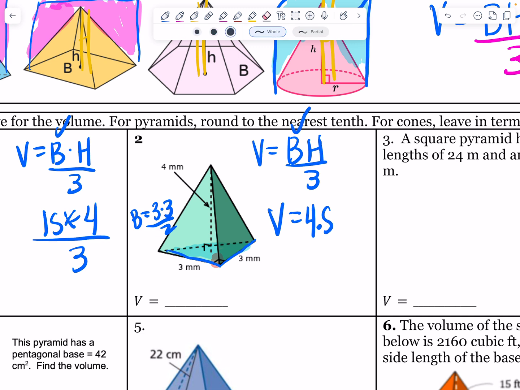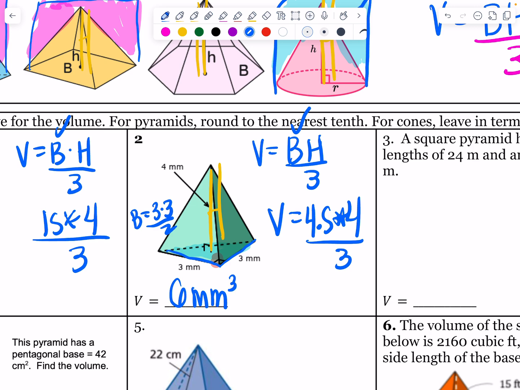What is my height? Thankfully, on this one I have it. My height is 4, so times 4 divided by 3. When we type that in, 4.5 times 4, you can change that to a star if you want to, it means the same thing. It's going to give me 6. And of course, our units are always going to be cubed.